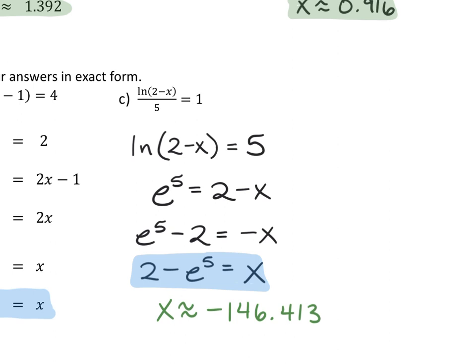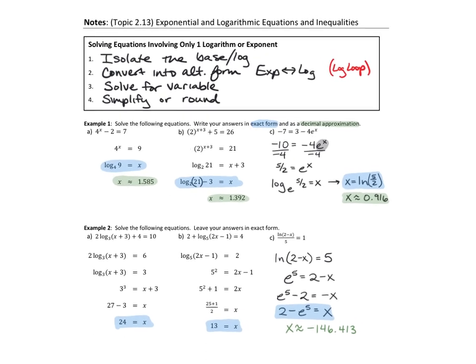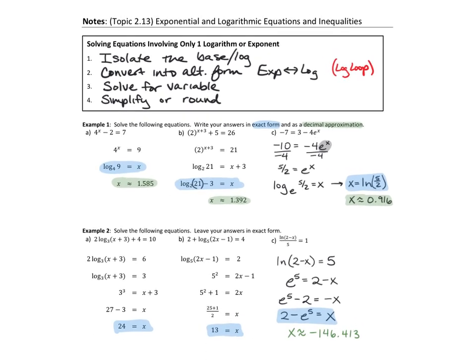How did we do on that one? That one was a little bit more challenging because the base e was hidden. And we had to remember that e is a constant, so we're dealing with all numbers here. Cool, great, awesome. Any questions about solving logarithms with only one logarithm or exponent in the problem? Feeling good. Okay, let's go to a different kind of question.